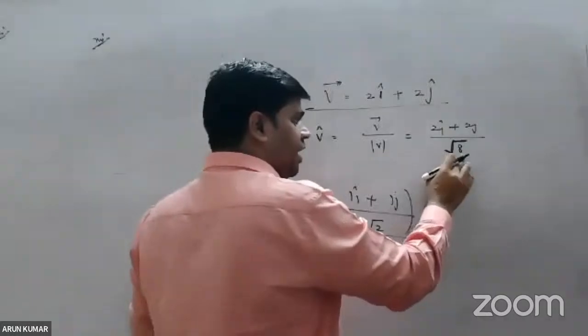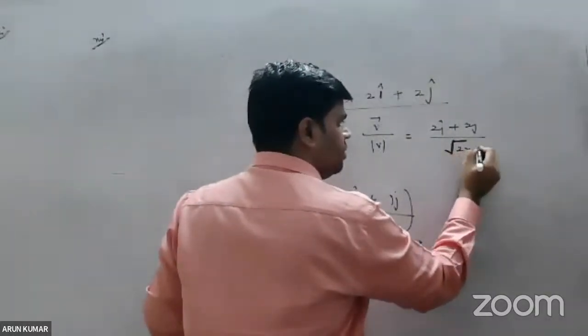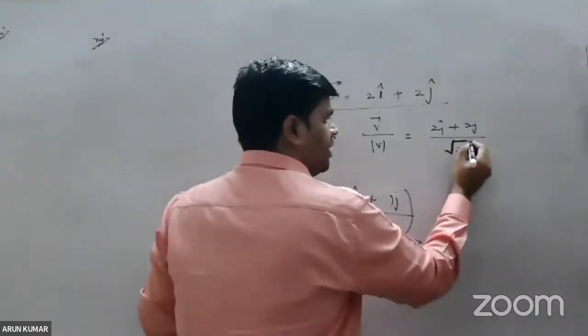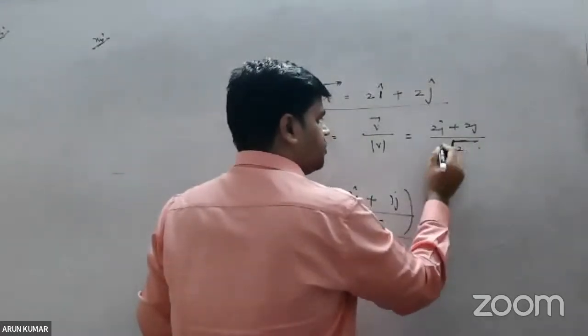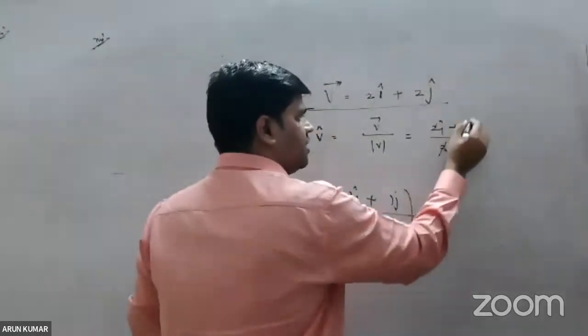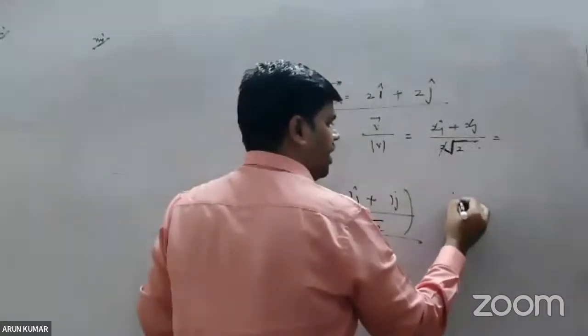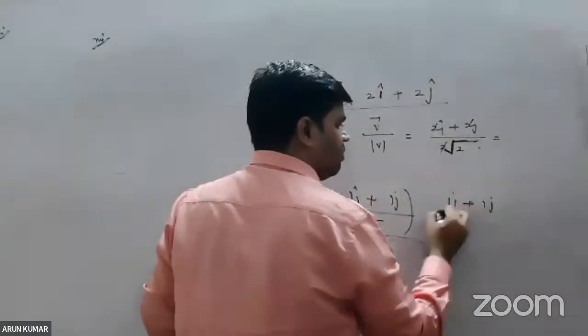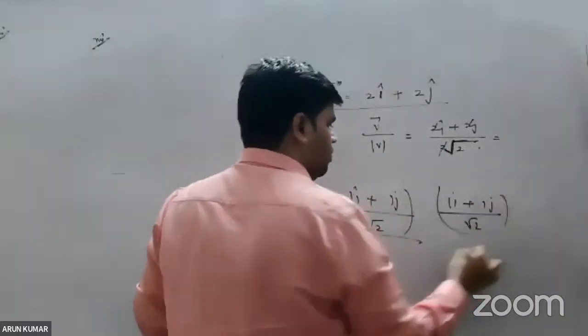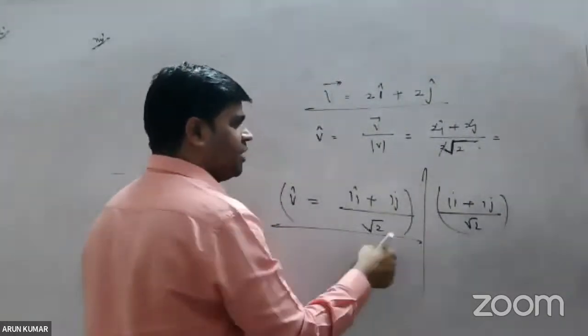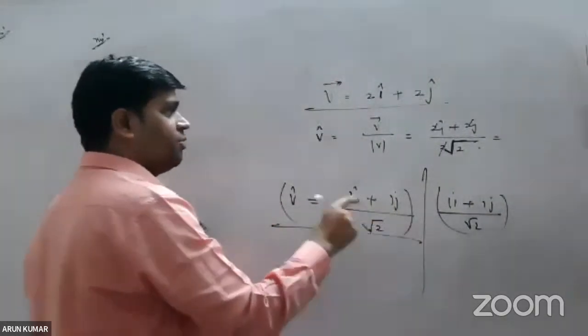If I write this as root 8, I can write this 8 as 2 into 4. I can get this 4 out, and this will be 2, so this 2 gets cancelled out. I'll get 1i cap plus 1j cap by root 2. Look at this. This and this, I got the same thing. Why?